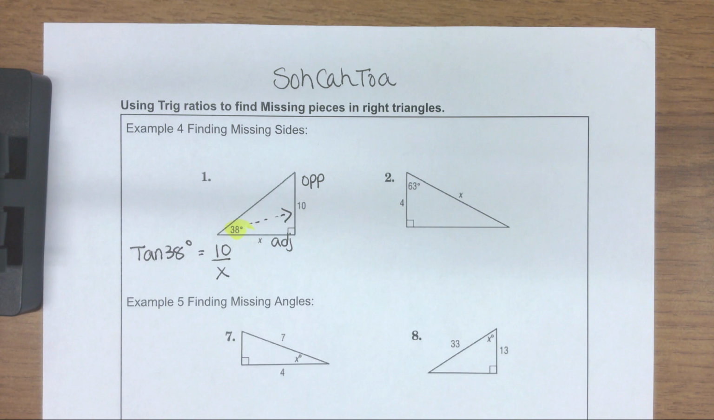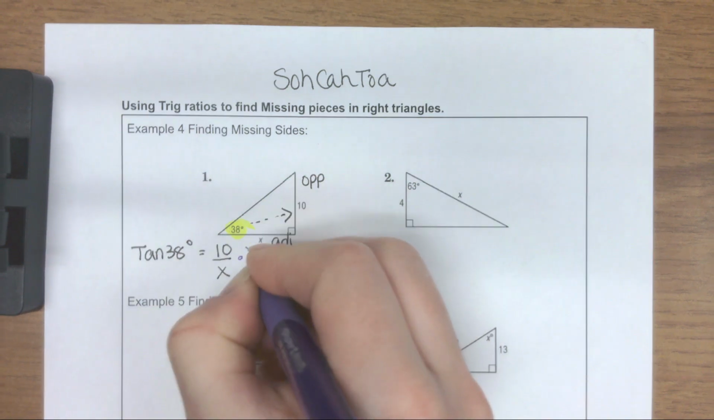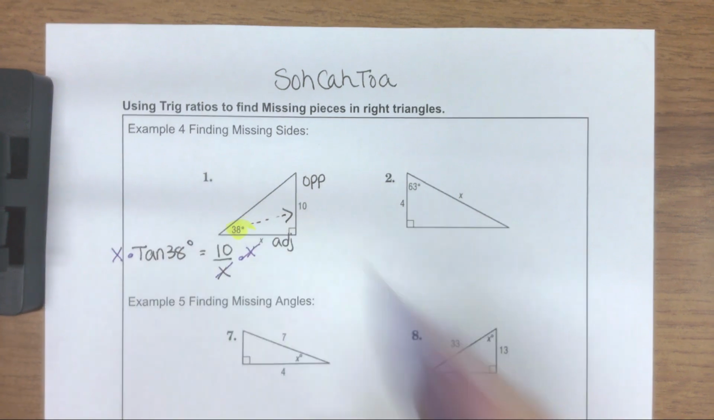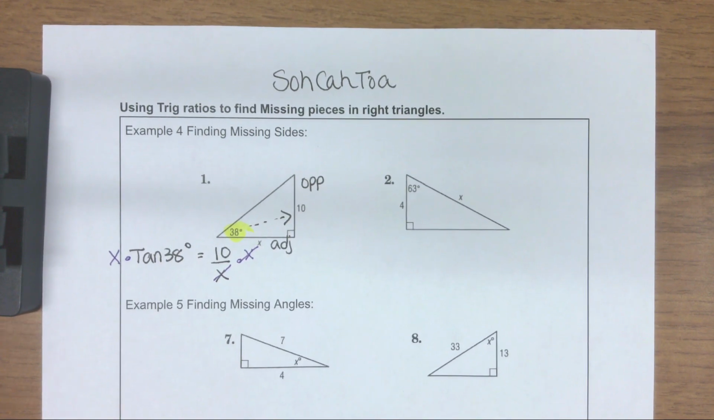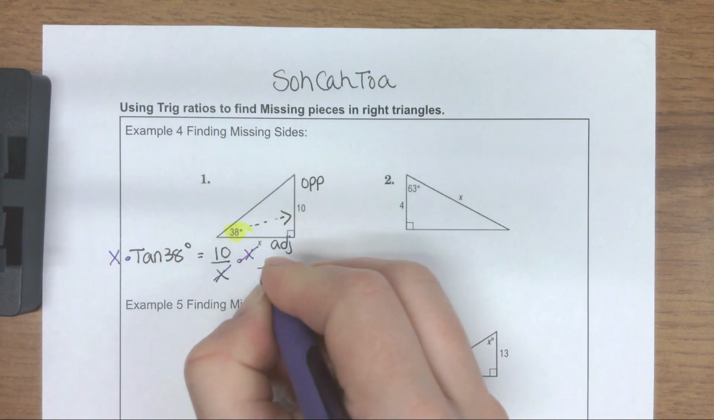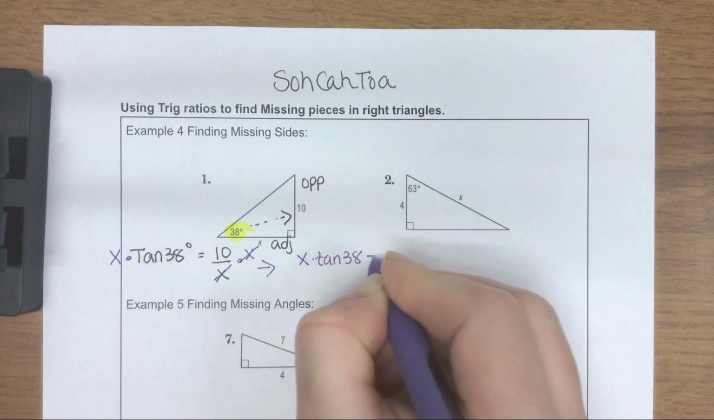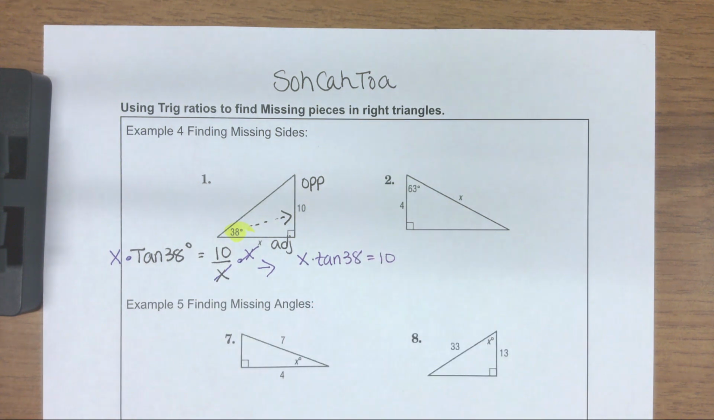Okay, now we're going to solve. If x is on the bottom, the first thing I'm going to do is multiply both sides of my equation by x. So now I have x times the tangent of 38 equals 10. How would I solve for x?